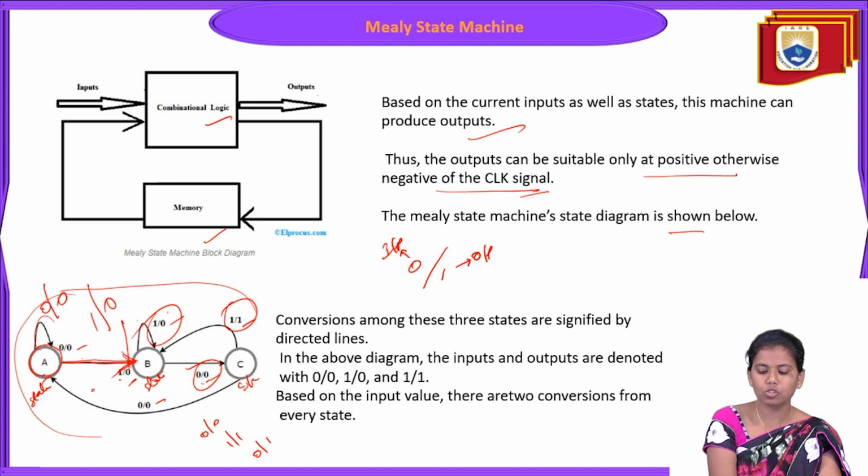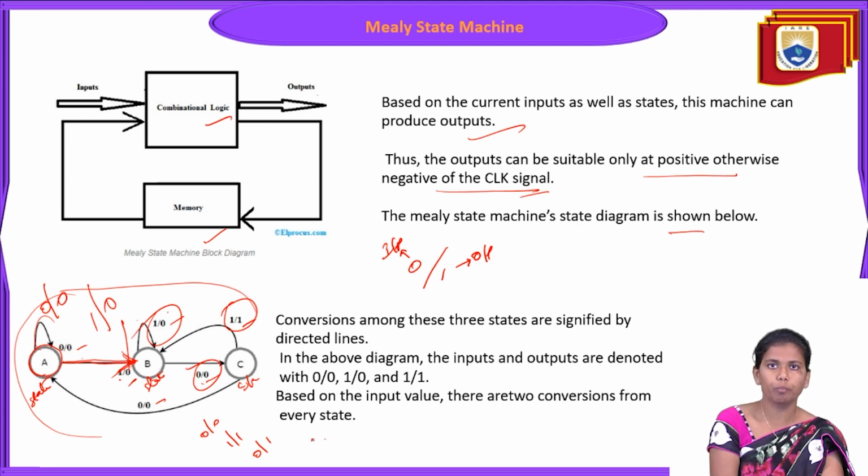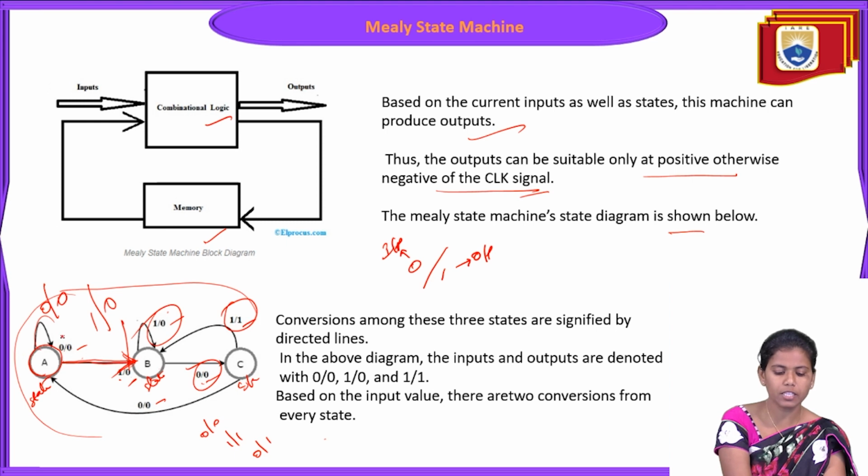Now, based on the input values, there are two conversions from every state. So here my input is 0 and my input is 1. When my input is 0, what happens? The transition is not taking place. When my input is 1, what happens? The transition takes place from A to B. This is with respect to state A.